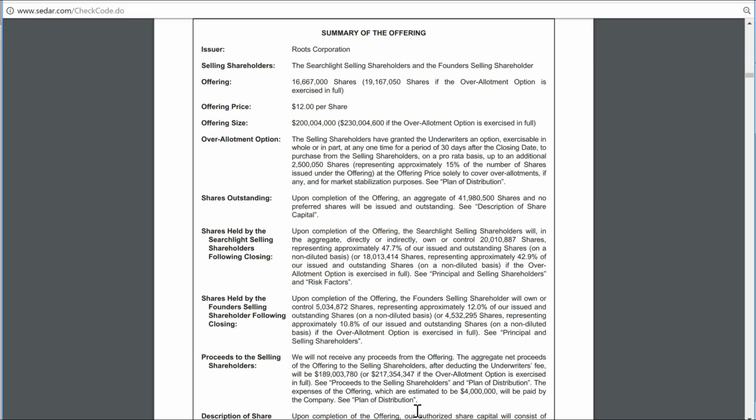Almost all over allotment options are going to be approximately 15% of the shares that are being issued. So what is this over allotment? A lot of times we refer to this as a Greenshoe option. And here, this is going to allow the underwriters to oversell this offering by up to 15%. And what that does is that it actually can create a short position for the underwriters.